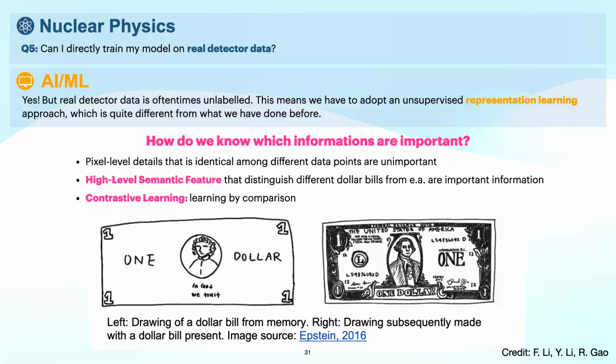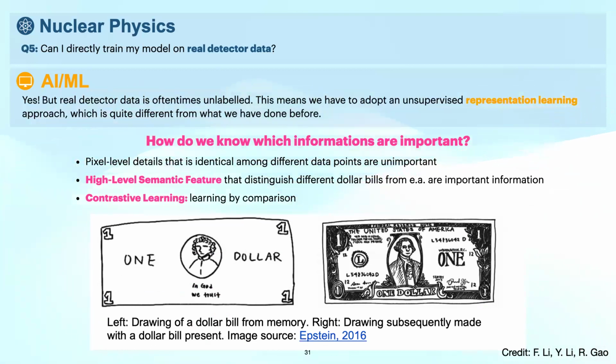So how do we know which information is important? Which information should we encode using our representation learning algorithm? The answer is usually that the pixel-level detail information is not important. So how do we know that? Well, there is a very interesting experiment that people in cognitive science do.